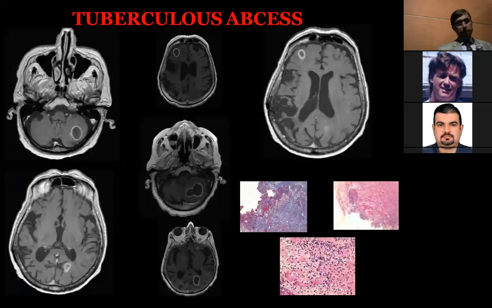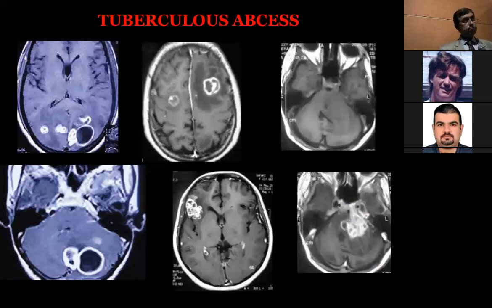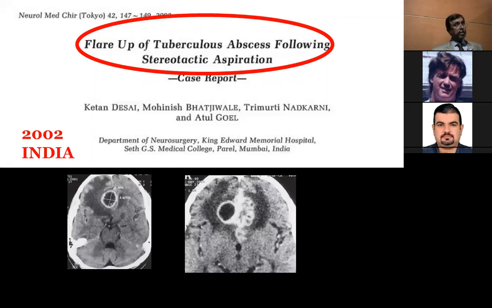Look at this. You can say this is bacterial abscess, I mean, other than TB, etc. It can be multiple. And this is a very interesting paper from India, from my friend Atul Gul: Flare-up of tuberculous abscess following stereotactic aspiration. I've never believed in just aspiration of an abscess. I believe in excision of the pus and the capsule. The capsule contains the organisms and you have to get rid of it.